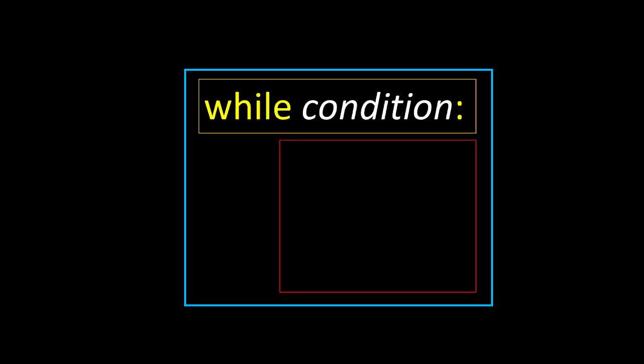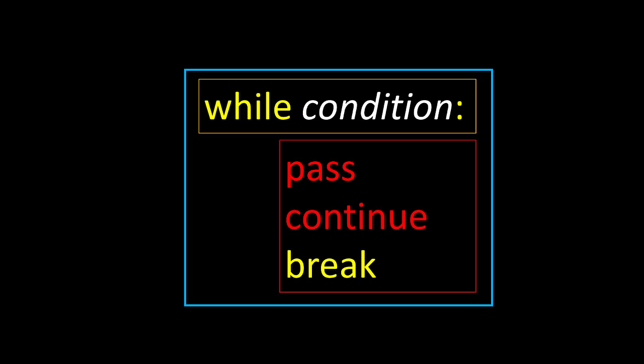As in a for loop, a while suite cannot be empty, but can use a pass statement as a placeholder and can contain continue or break statements which have the same effect as in a for suite.